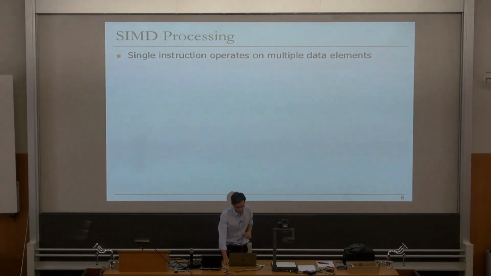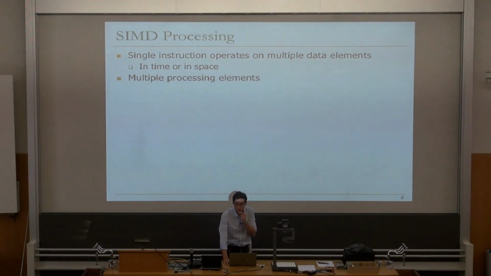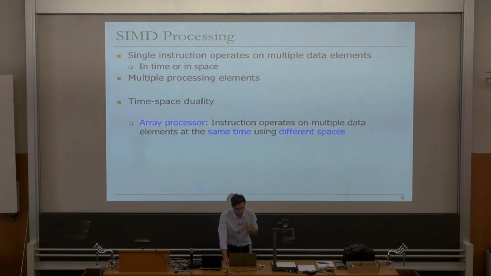Okay, so SIMD processing, operating on multiple data elements in time or in space. We are going to have multiple processing elements, and these are going to be arranged in different manners. We talk about two possible different manners. That's why we talk about the time-space duality. This results in the two possible SIMD processors that we are going to study in this lecture. The first one are the array processors.